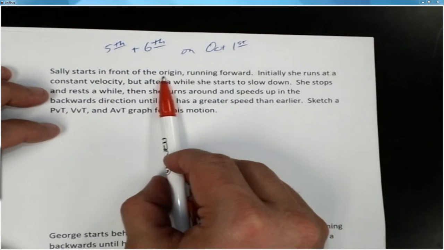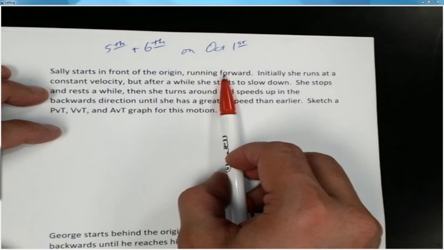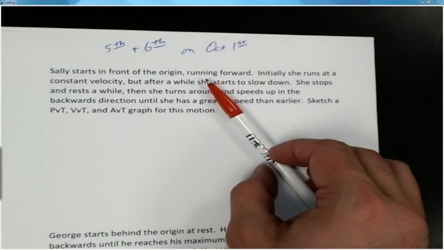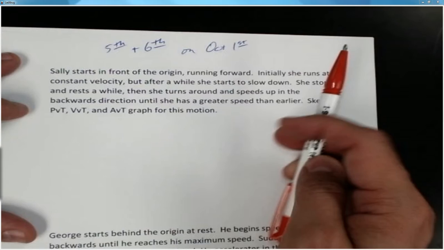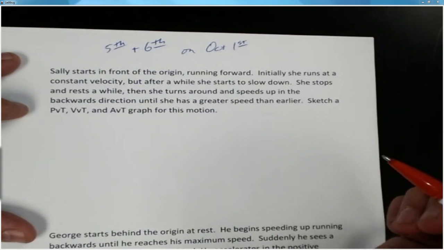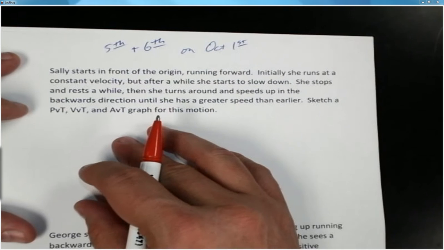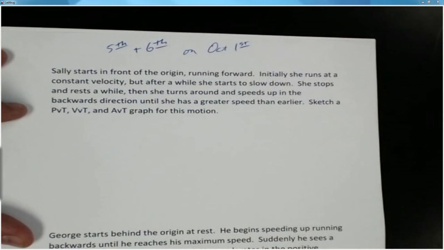Sally starts in front of the origin running forward. Oh, some of you are going to ask if you have to copy the words down. The video is on my YouTube channel, so you do not have to copy this down. I want you to pay attention and take notes about what I'm doing. If you want to see this, you can watch the video on YouTube.